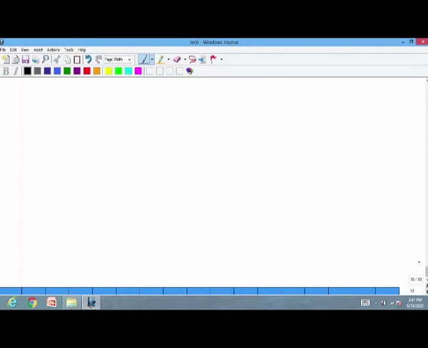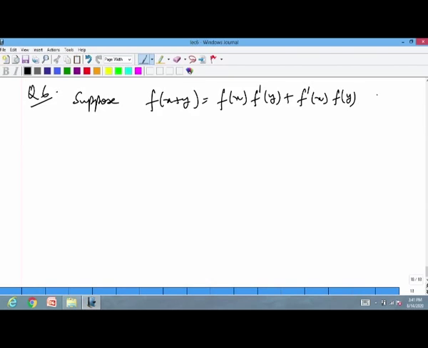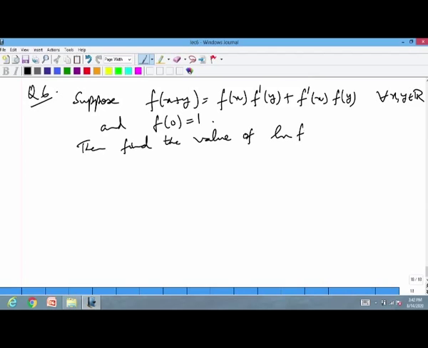Okay, let us move to question number 6. Suppose we are given f(x + y) = f(x) f'(y) + f'(x) f(y) for all x, y in R, and f(0) = 1, then find the value of log f(4).